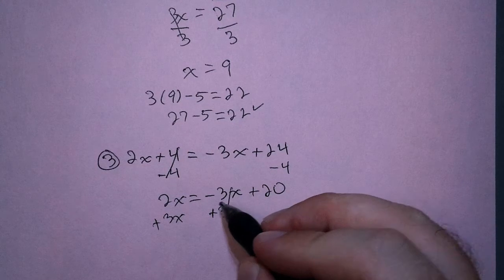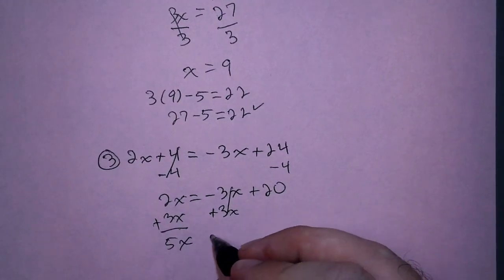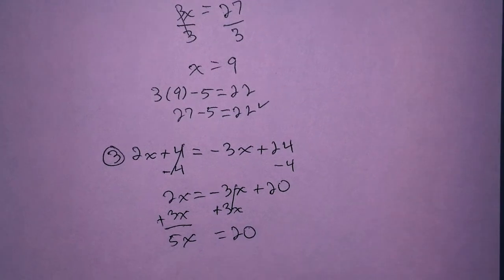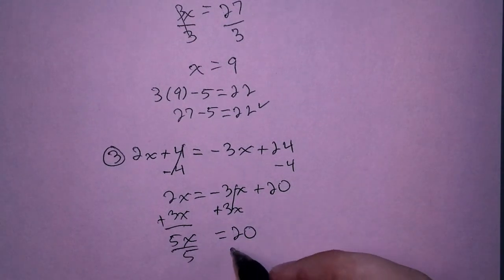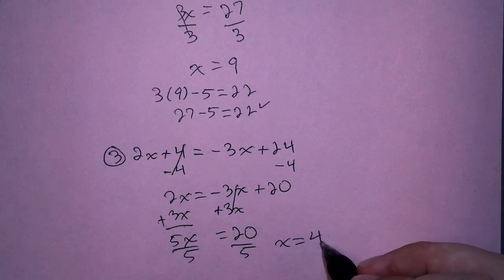Those cancel. 2 plus 3 is 5x. So I have 5x is equal to 20. Last step. 5 times x equals 20, so let's divide by 5, and I get my x is equal to 4.